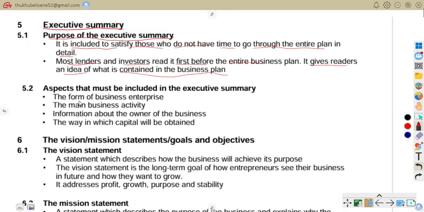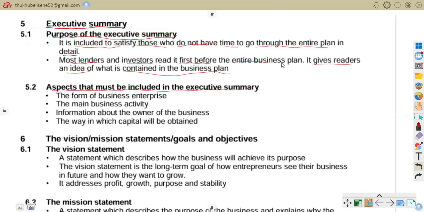Then we come to the aspects that must be included in the executive summary. First, the form of the business enterprise. This states the legal ownership structure, for example, sole trader. The main business activity explains what a business does.